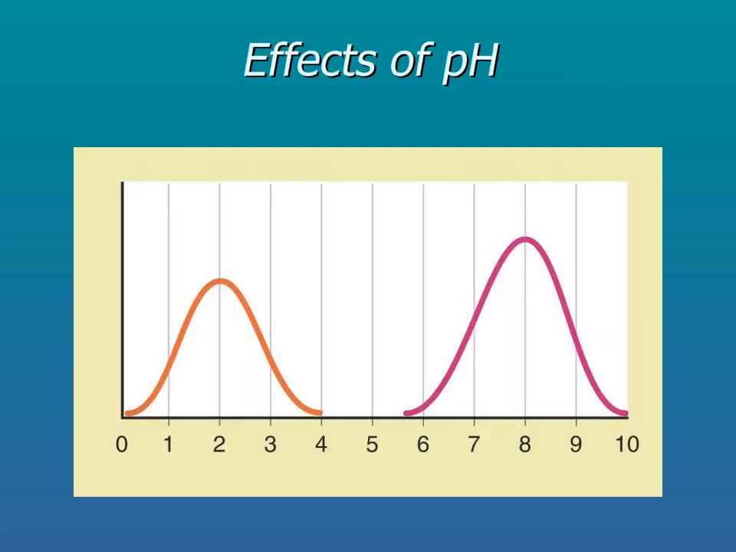Enzyme activity is also very sensitive to pH. Pepsin is a protein-digesting enzyme produced in the stomach. Trypsin, secreted by the pancreas into the slightly basic small intestine, digests proteins. Which do you think is the pepsin? Yes, it is represented by the orange line, as it is optimal in acidic conditions.